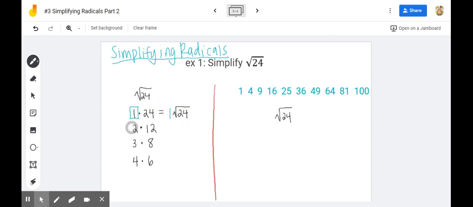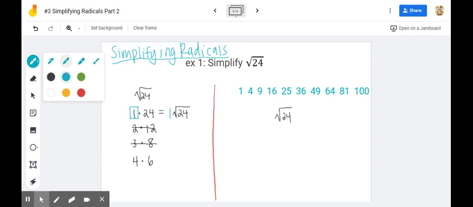Now 2 and 12 won't work because 2 is not a perfect square number out of our list over here in blue. And same with 12, that is not one of our perfect squares. Same with 3 and 8, those do not appear on our list. The 1, the 4, the 9, the 16, the 25, the 36, and so on and so forth.